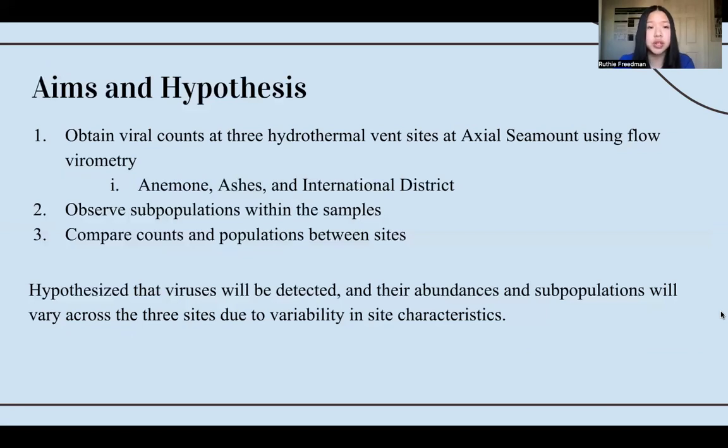The 3 aims of this research were to obtain viral counts at the 3 hydrothermal vent sites at Axial Seamount using flow virometry, which is the application of flow cytometry to analyze viruses. We then wanted to observe subpopulations within the samples and compare counts and populations between the sites. Therefore, we hypothesized that viruses will be detected within these samples and that their abundances and subpopulations will vary across the 3 sites due to the variability in site characteristics. We also expect about 3 to 4 subpopulations per sample.